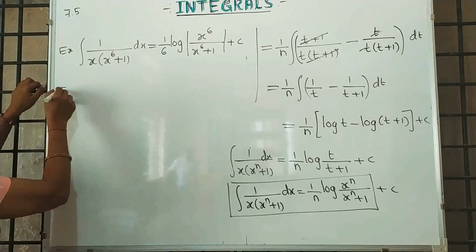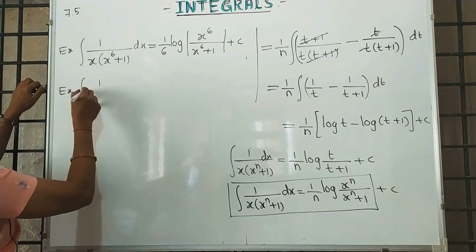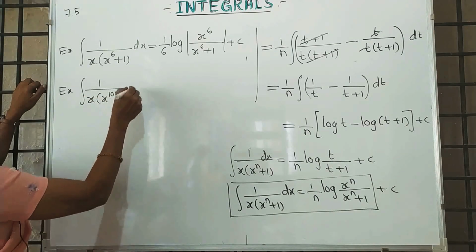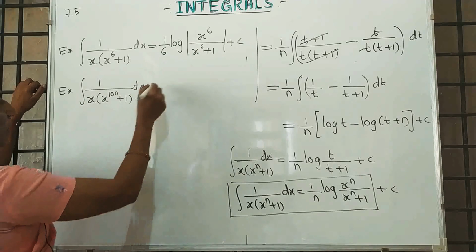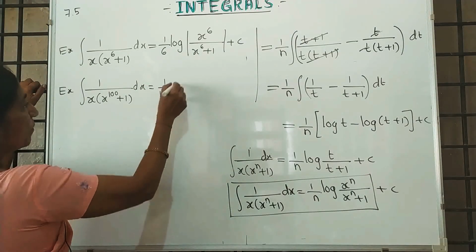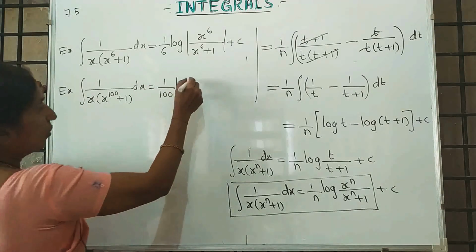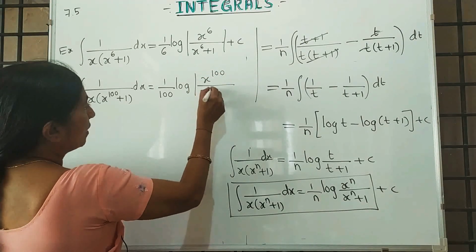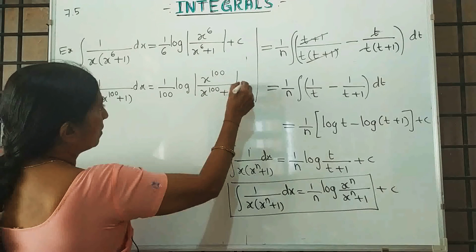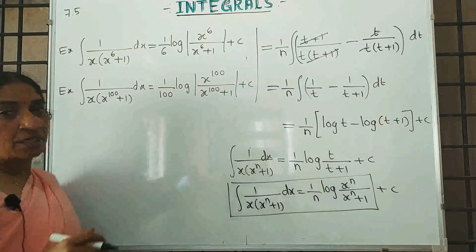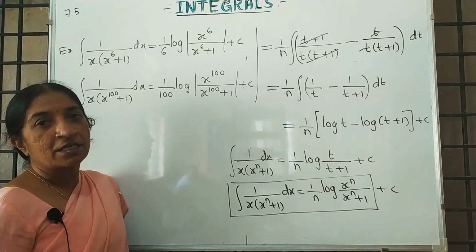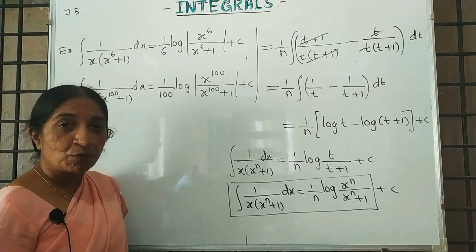So, one more example. 1 upon x into x raised to 100 plus 1. See, again we cannot apply partial fraction. 1 upon 100 log of x raised to 100 upon x raised to 100 plus 1 plus c. See, is it interesting or what? Yes. That's why I am telling, if you are thorough in the theory, easily you can approach CET.